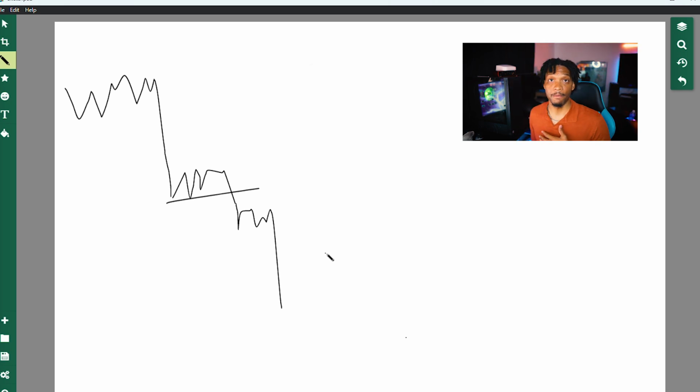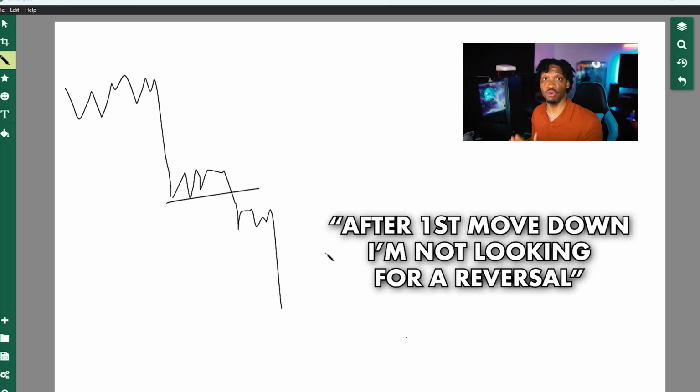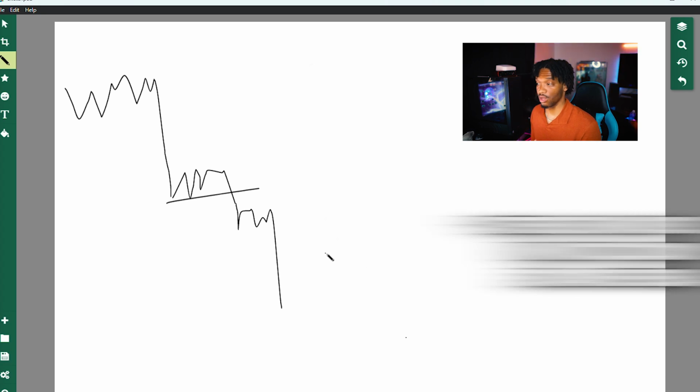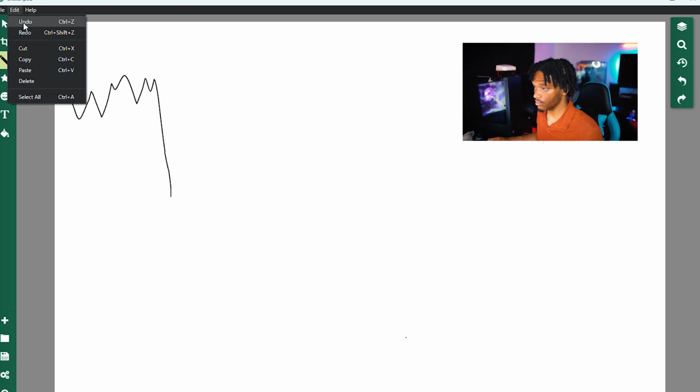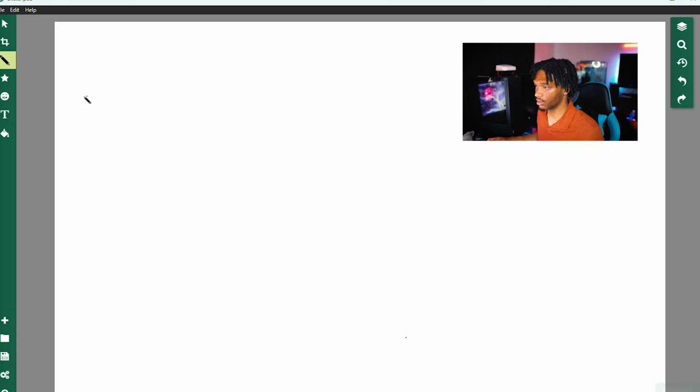That's usually me. After the first move down, I'm not looking for a reversal, right? We have the second move down, then I'll start looking for signs of a reversal. And also that depends on what time frame we're looking at, right? And that's something that I think a lot of people kind of forget about, is that time frames matter, right?